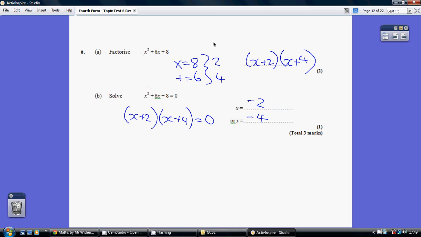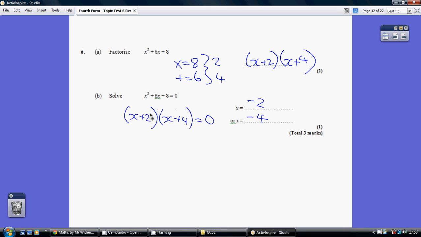Now we can then use this factorising method to help us solve. So notice how this is very similar. It's the same left-hand side equaling 0. So we know this factorised is x plus 2, x plus 4. So we can solve x plus 2, x plus 4 equaling 0. Now two things together being 0 when they're multiplied, well, nothing times whatever is nothing.